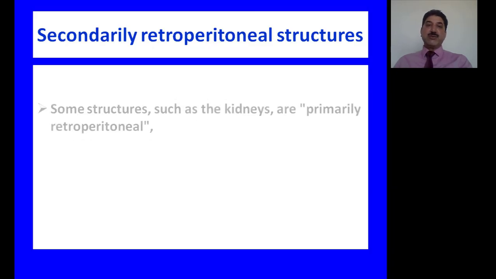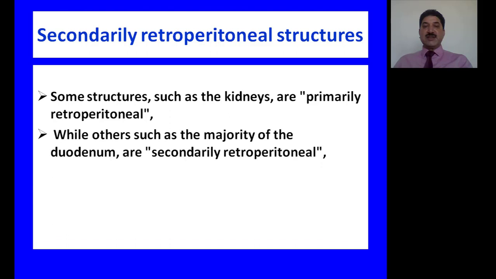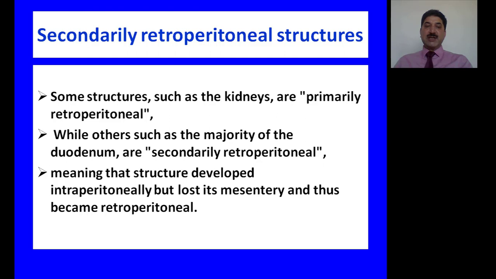What are secondarily retroperitoneal structures? Some structures, such as the kidneys, are primarily retroperitoneal, while others, such as the majority of the duodenum, are secondarily retroperitoneal, meaning that the structure developed intraperitoneally but lost its mesentery and thus became retroperitoneal. Let us go to this slide to understand these terms.